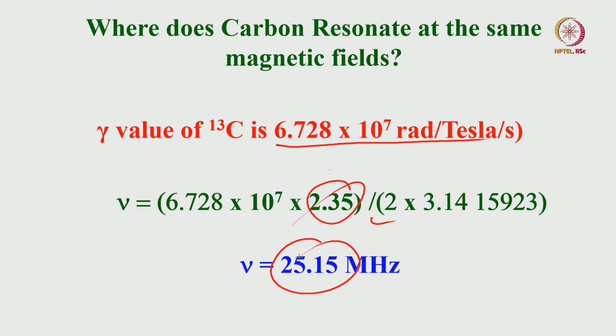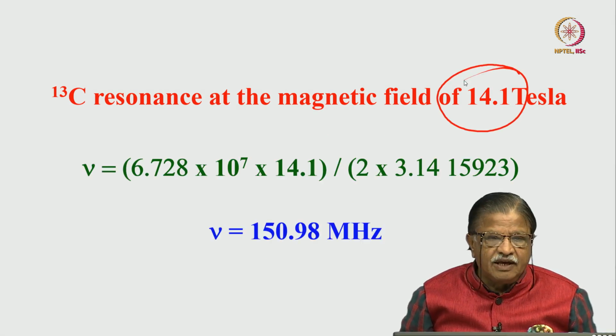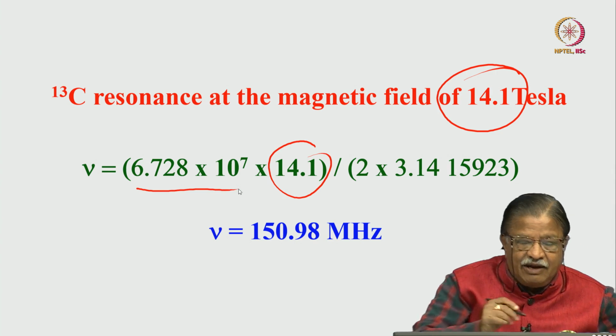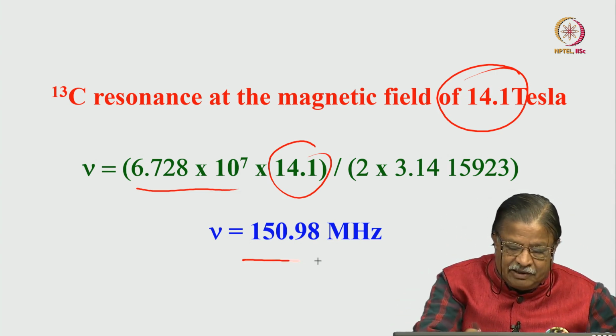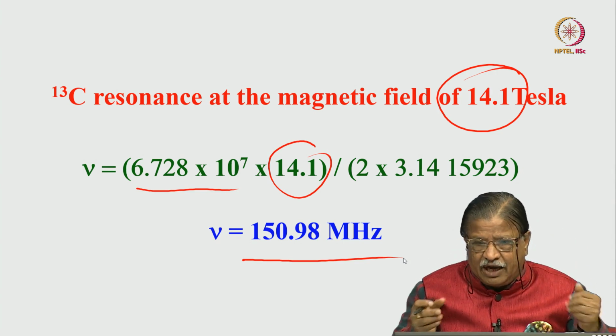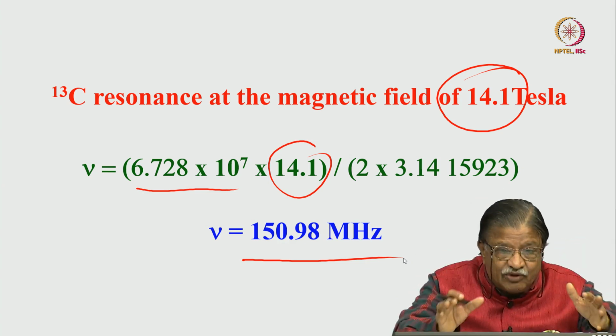Remember, for this magnetic field, proton was resonating at 100 megahertz. Gamma of carbon is 4 times smaller. As a consequence, the resonating frequency of the carbon is 4 times smaller. Same thing at the higher magnetic field, where we calculated for proton and got 600 megahertz. If you plug in the value of gamma for carbon, it turns out to be 150 megahertz. So that shows for all these nuclei, with two examples which I took, NMR is coming in the megahertz frequency range, which is in the radio frequency region.